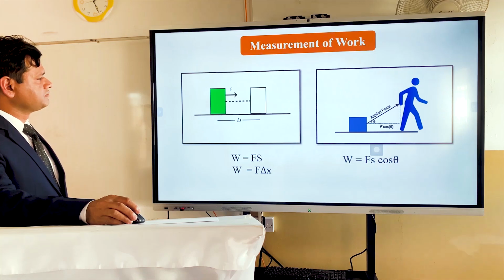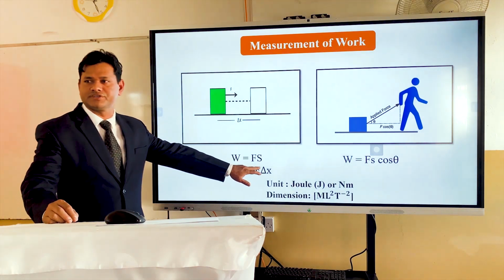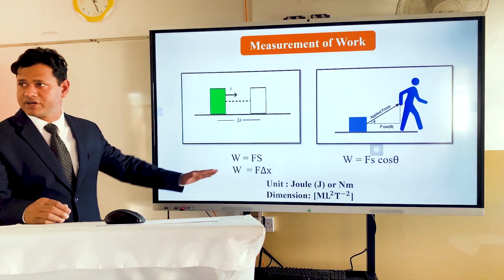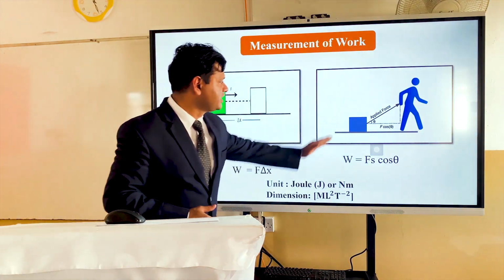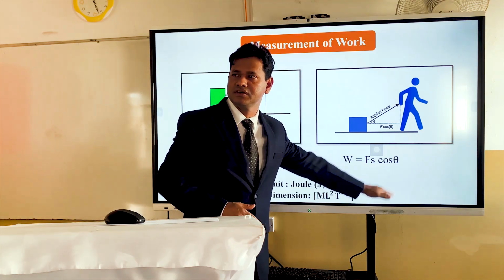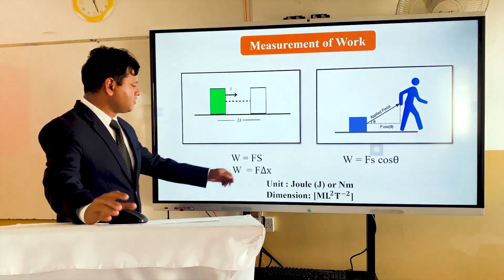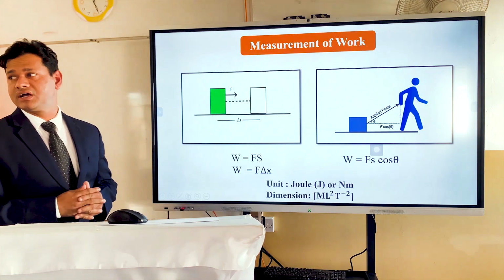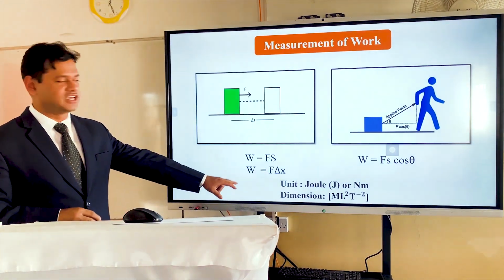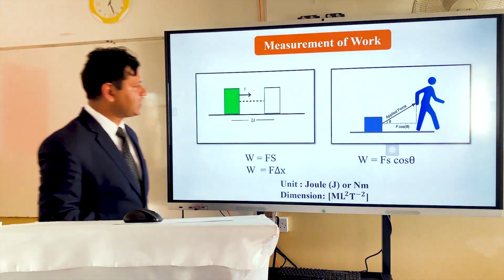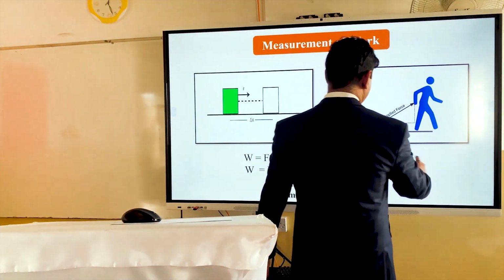So dear students, I told you just now W equal to Fs. So why do I use this formula? Whenever force and displacement are along the same direction. But when there is any angle, then the formula is W equal to Fs cos theta. Okay, now the unit. What is the unit of work done? That is joule or Newton meter, and the dimension is ML squared T to the power minus 2. How will we get this one? Again, I am going to the board.